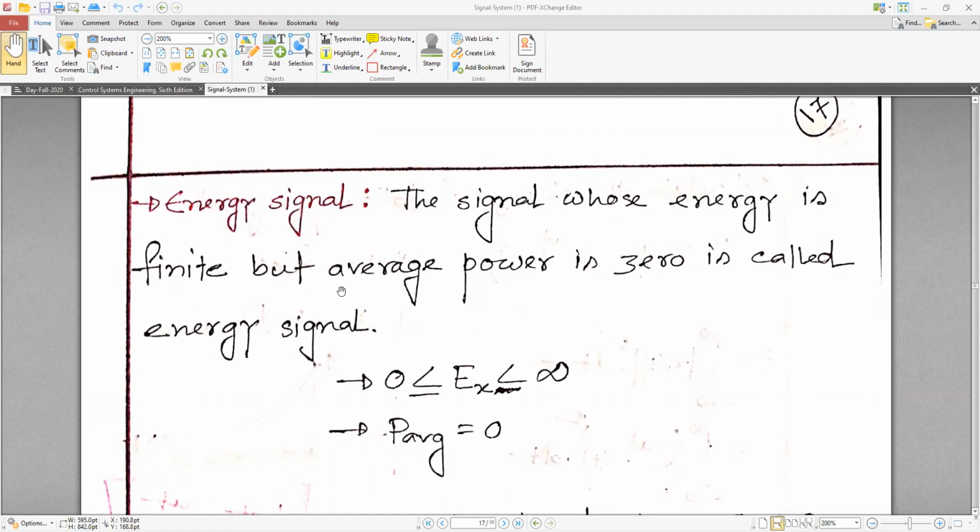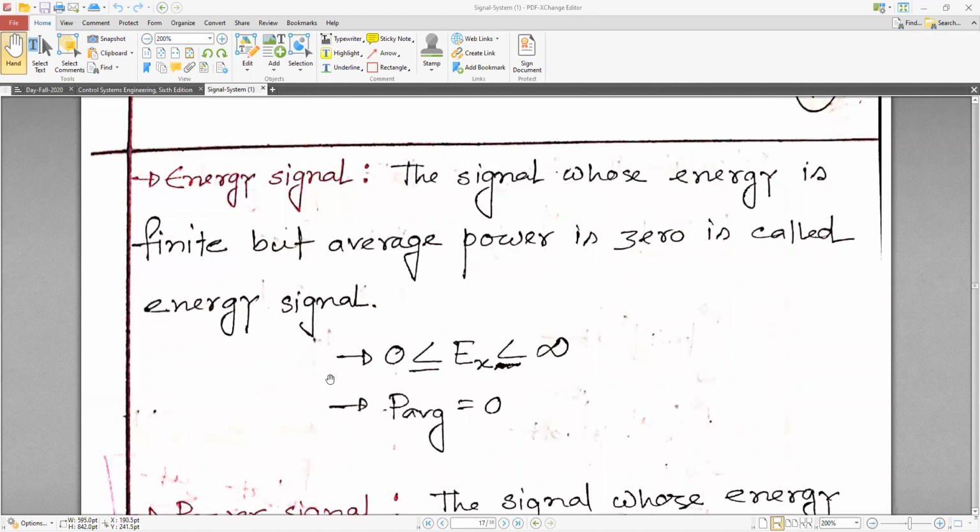So energy, what is the energy signal? The signal whose energy is finite. Energy is finite, so 0 to infinity. Energy is finite but average power is 0 is called the energy signal. That is the energy signal.